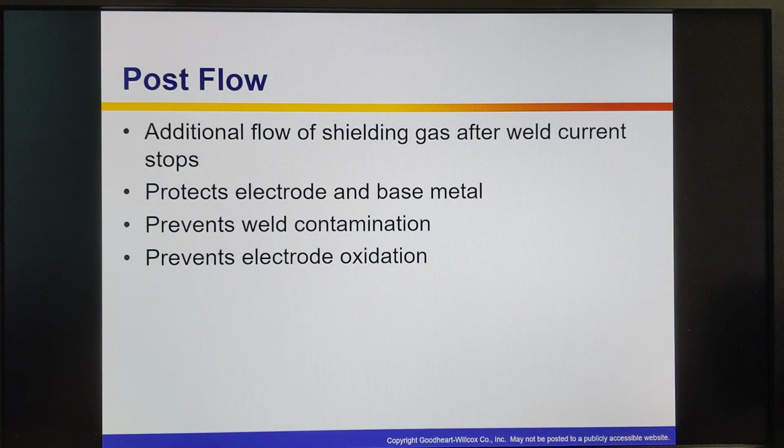Now let's talk about post-flow. For some metals, especially something like aluminum, you would have a post-flow, which, once you stop the arc, gas is going to keep on going to protect the area and protect your electrode. So protect the base metal and the electrode. And it helps prevent the weld from getting contamination and your electrode getting oxidation. So very important for something like aluminum or stainless steel, which if you get contamination in it, it's just gone bad.